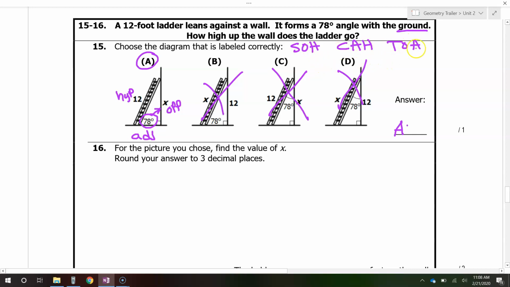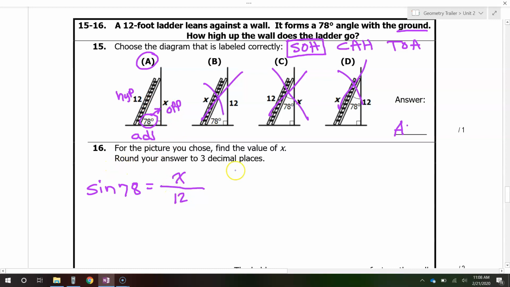And which one are we going to use? Look at the sides. We've got the X and we've got the 12. That's opposite and hypotenuse. So sine is opposite over hypotenuse. So that's what we need to use. So we will use sine. Sine of the angle we circled is equal to opposite over hypotenuse. So that's going to be X over 12.